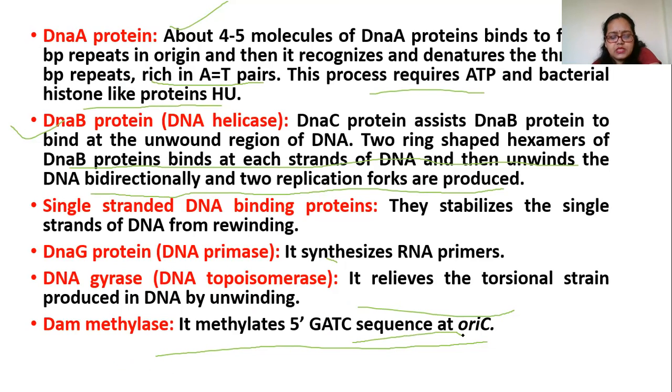So why is it methylating at ORI C? Here one thing is important. In order to start the replication cycle again, once one replication cycle is finished, another replication cycle would start only when this enzyme methylates the 5' GATC sequence at ORI C.